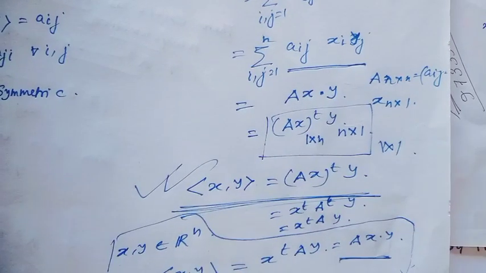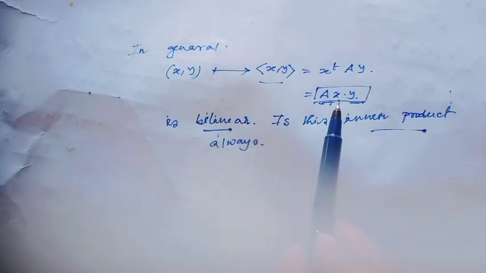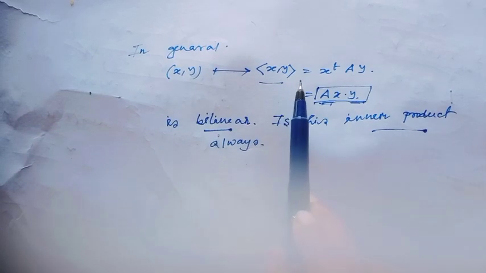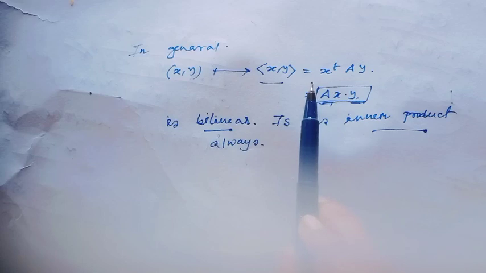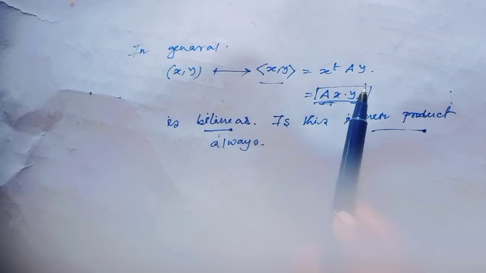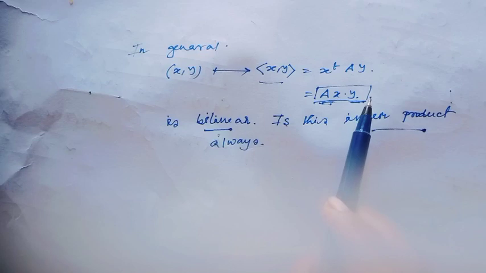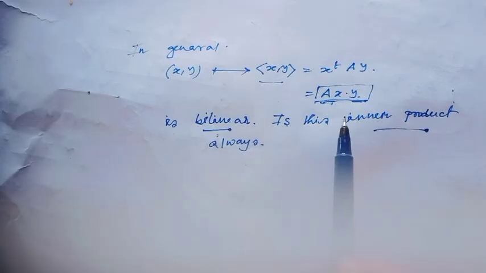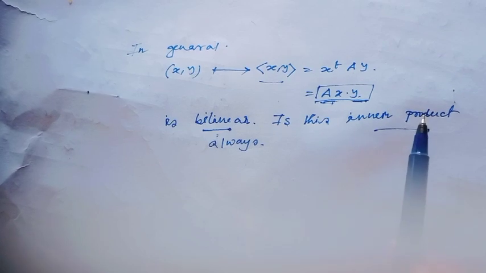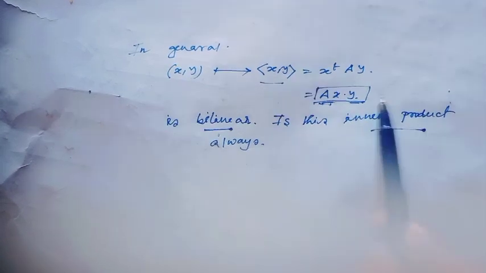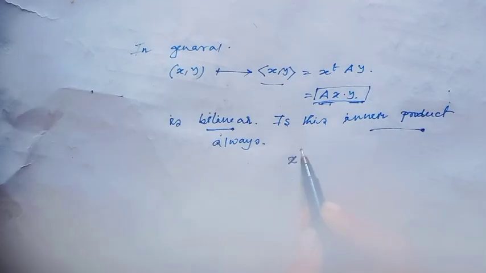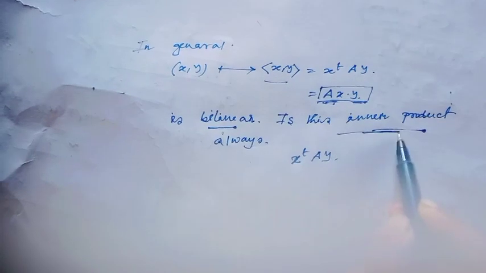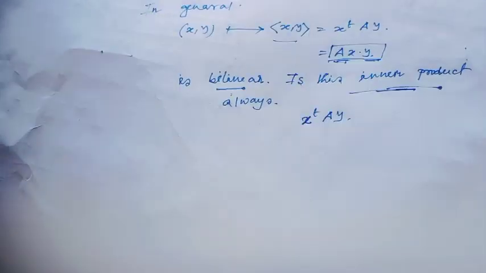Okay? Now I will show one nice observation. I have seen any inner product in Rn can be expressed as x transpose Ay, and this is written as Ax dotted y. Obviously this is a bilinear form, but my question is: if we can write it as x transpose Ay, is this always an inner product? This is my question. At first check bilinear.